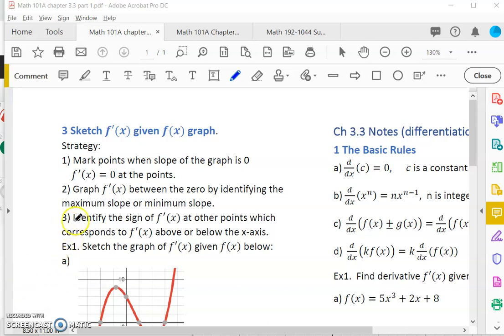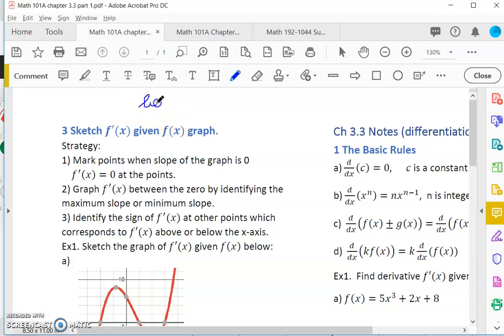Hi calculus student, this video is for chapter 3.2, part 2. In part 1 we did a very important calculation, examples of how to find f prime of x given f of x by using the definition.